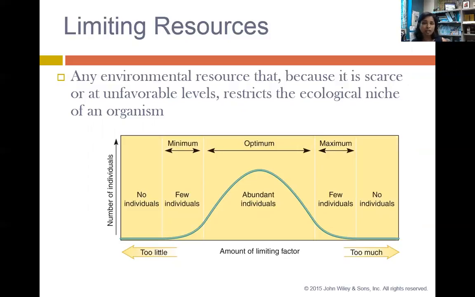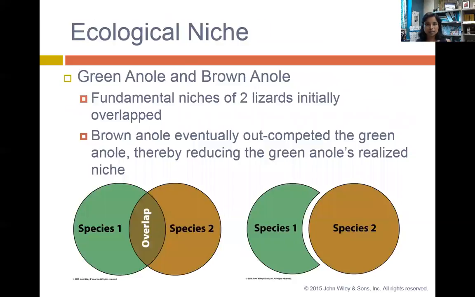For example, pond lilies need a lot of water. Cactus doesn't need a lot of water. If you threw a pond lily on land, that's scarcity of a very key resource it needs. But if you took a cactus and dropped it into a pond, that's also an unfavorable level of a resource, right? So any resource, if it's at some kind of unfavorable level, will restrict the ecological niche of an organism and is called a limiting resource. So know some examples, know how to identify limiting resources for different organisms, okay?